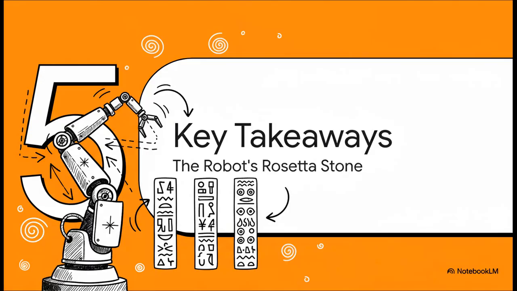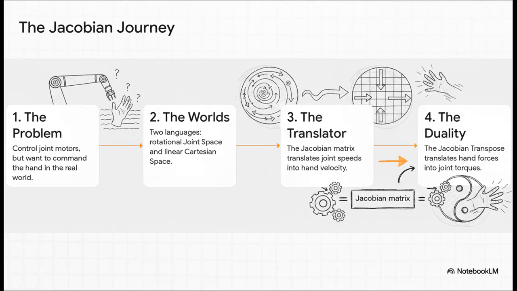All right, let's bring it all home in our final section, the key takeaways. You know, we've been calling the Jacobian a translator, but I think a better analogy is the Rosetta Stone. It unlocked a whole new way of communicating. So, let's recap the journey. First, we started with the problem. We can only talk to the joint motors, but we want to command the robot's hand in the real world. This created two different worlds of languages, the robot's native joint space and our intuitive Cartesian space. Our solution, our Rosetta Stone, was the Jacobian matrix, which brilliantly translates joint speeds into hand velocity. And finally, we uncovered its secret power, this amazing duality.